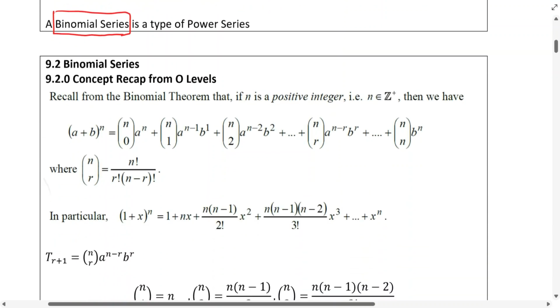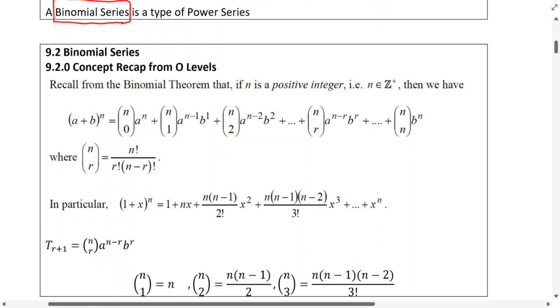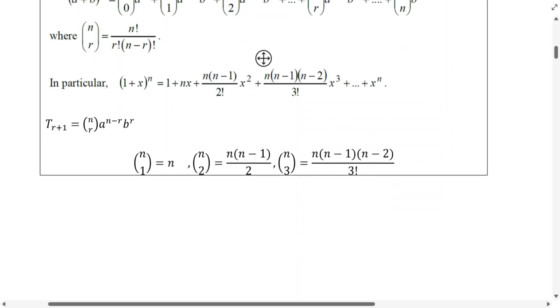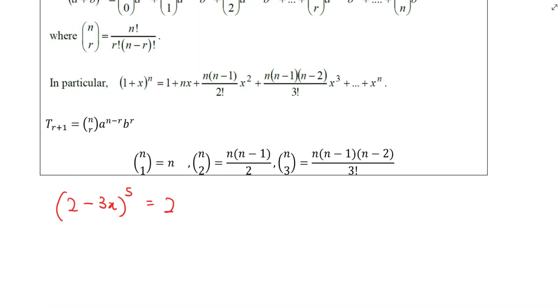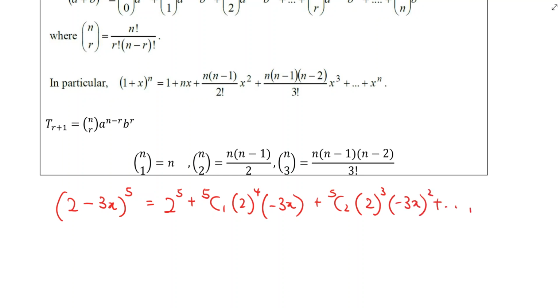Before we go into binomial series, this term sounds familiar because in O levels or in Sec 4, we learned in binomial theorem the expansion of a plus b to the power of n. If you have forgotten what it is like, if you have 2 minus 3x to the power of 5, it equals 2 power 5 plus 5 choose 1, 2 power 4, with A starting to decrease and B starting to increase, plus 5 choose 2, 2 power 3, negative 3x square, plus dot dot dot. And then you can work it out for the first three terms.